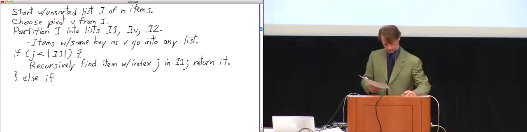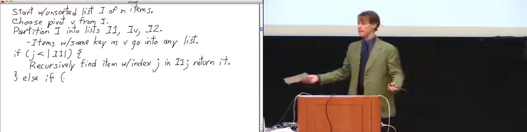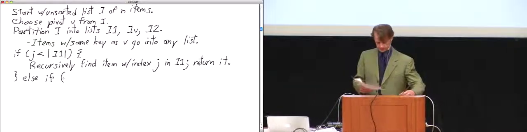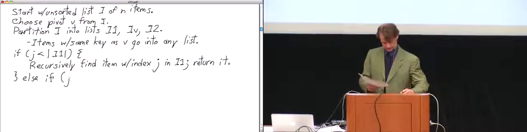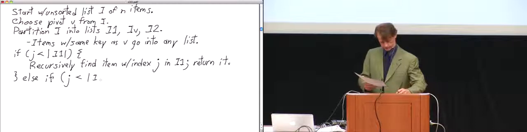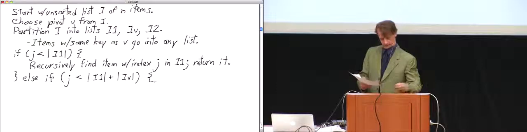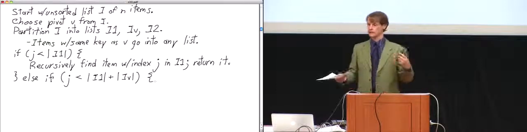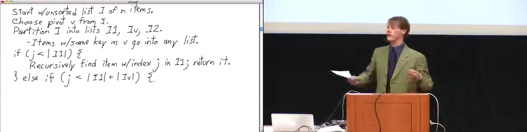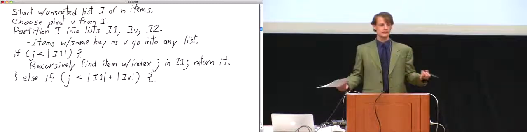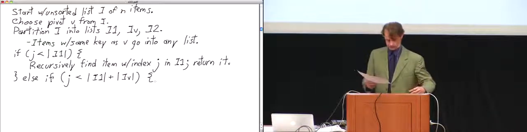Otherwise, if the index j is big enough that it's not in the first list, maybe it's in the middle list, the list of keys that are equal to the pivot, or at least the list that contains the pivot. So if the index is less than the length of the first 2 lists combined, then we look in the list IV, but everything in the list IV is equal to the pivot. So let's just return the pivot.